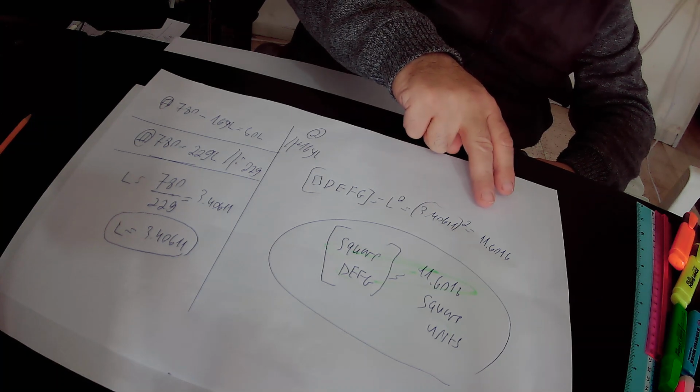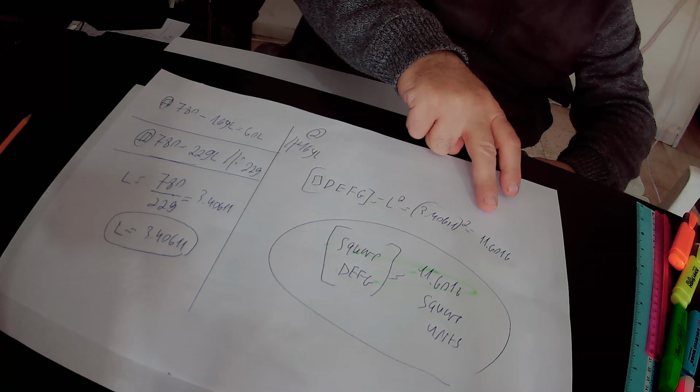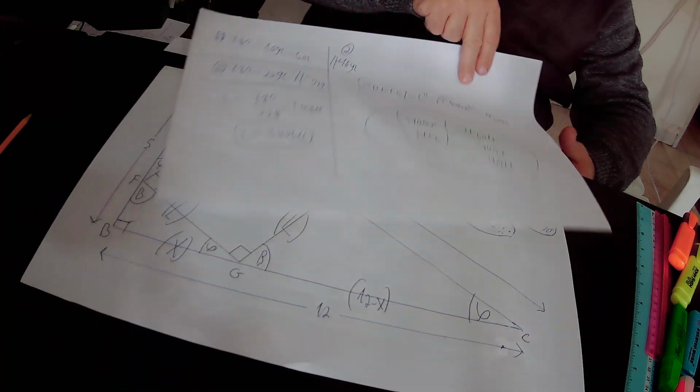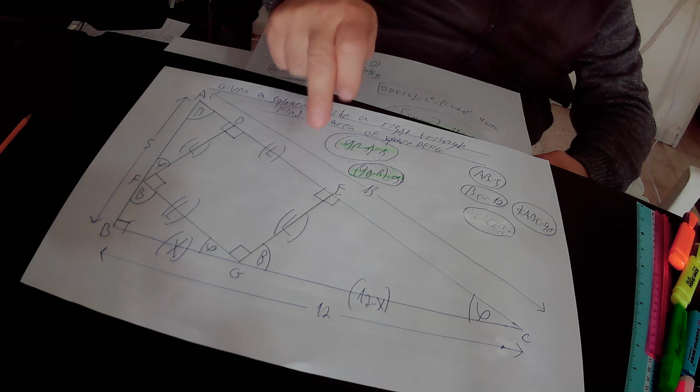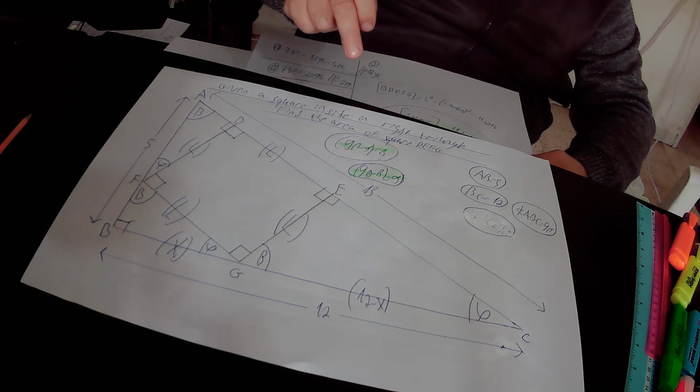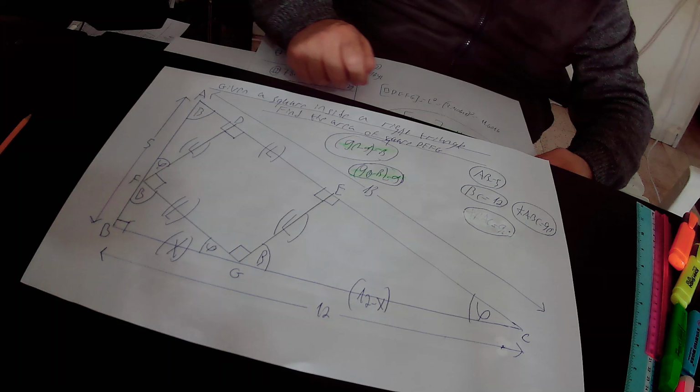That is actually equal to 11.6016. In conclusion, the area of this square DEFG is 11.6016 square units. Okay, thank you very much.